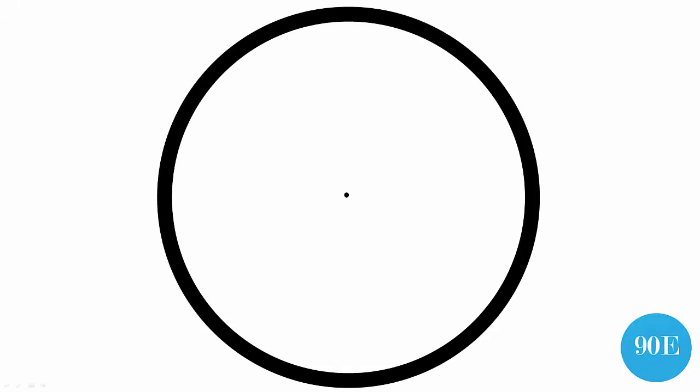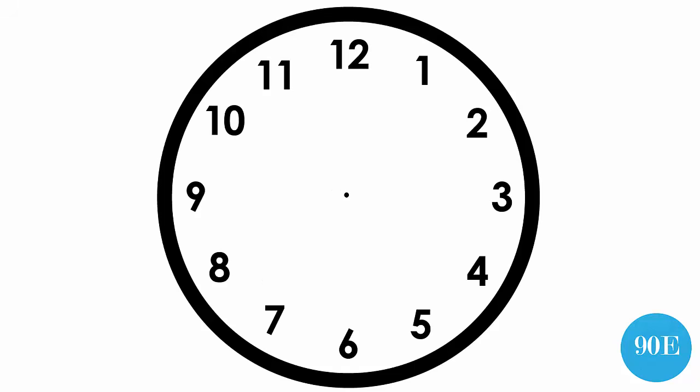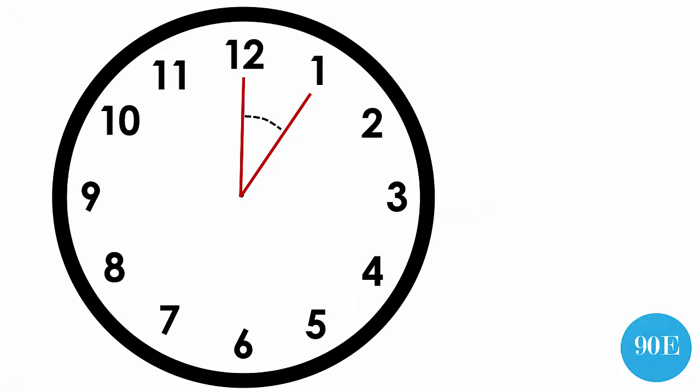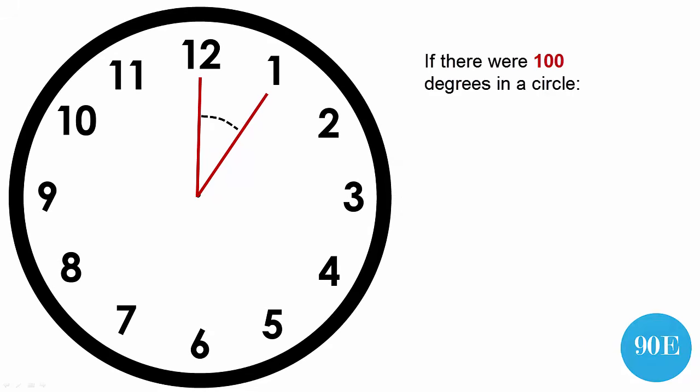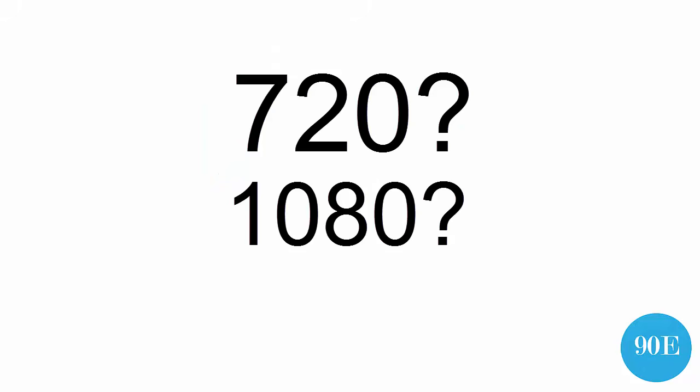For example, you can easily divide an analog clock face into 12 hours by assigning 30 degrees to each hour. If you were to replace that 360 degrees instead with 100 degrees, the maths would be messy. You'd have 8.3 degrees per hour and 4.157 degrees per minute. But why 360? Why not 720 or 1080 degrees?